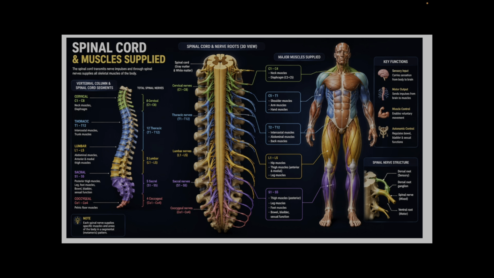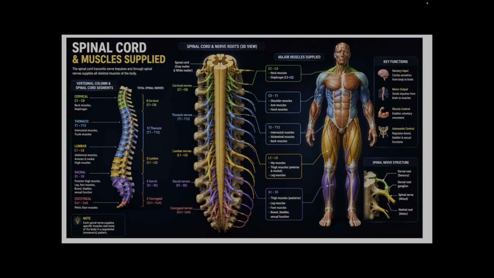Each spinal nerve supplies specific muscles in a segmental or metameric pattern. The central figure shows a three-dimensional view of the spinal cord with its spinal nerve roots. The spinal cord contains centrally located gray matter surrounded by white matter.